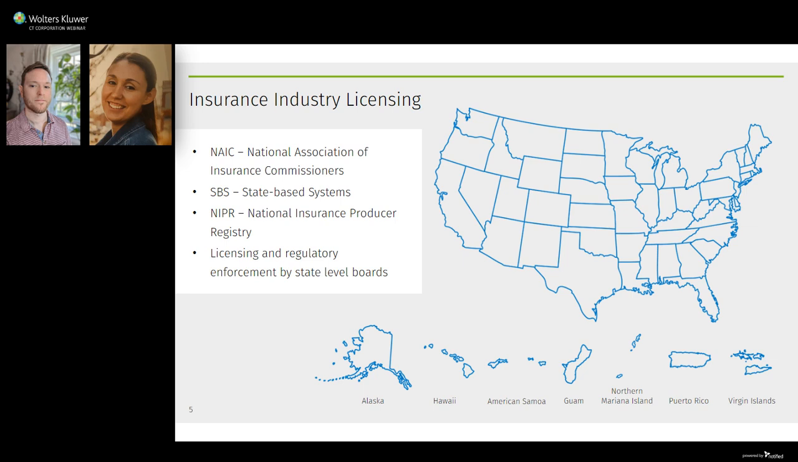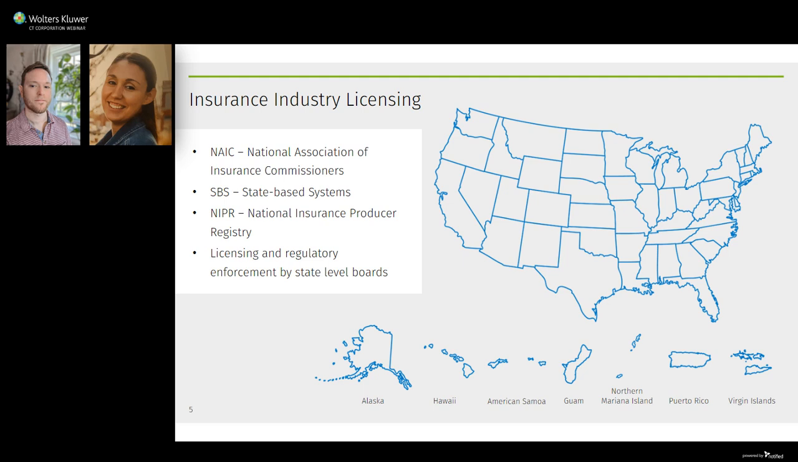So the states, they haven't given up all of their stake in regulation, and it's a good idea to still keep track of the goings on at whichever state boards you are beholden to, as they're frequently adopting new rules, implementing new legislation, and communicating with insurance licensees and the other vested parties.